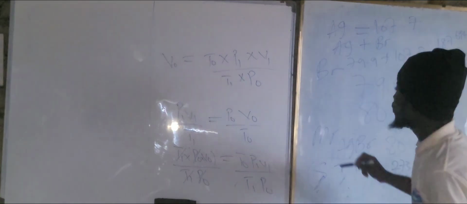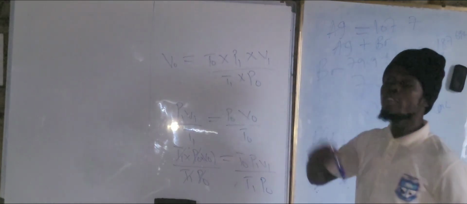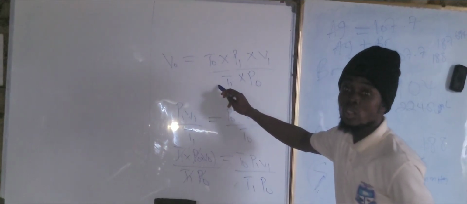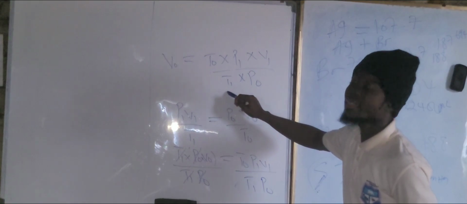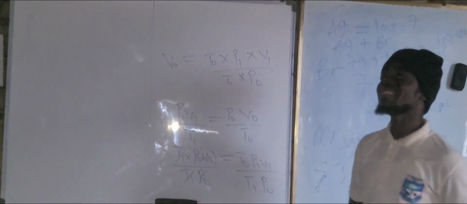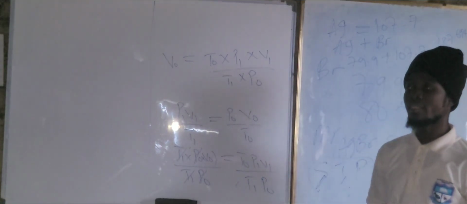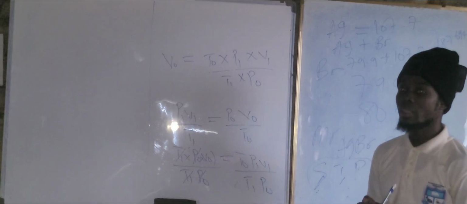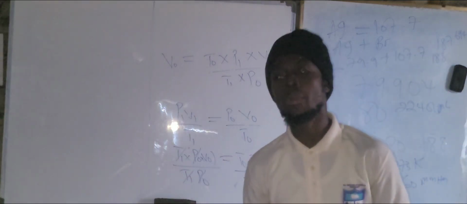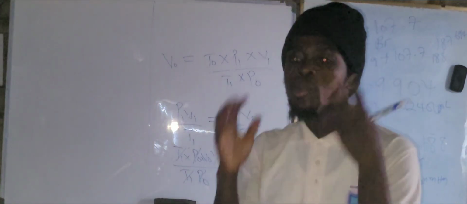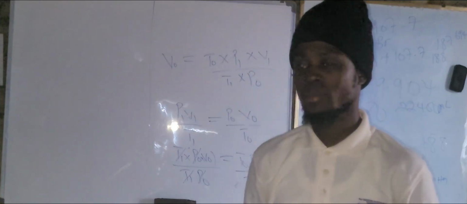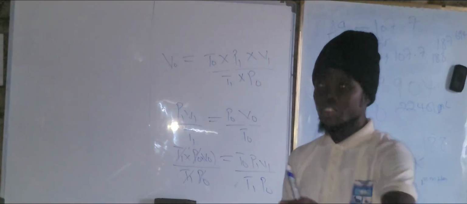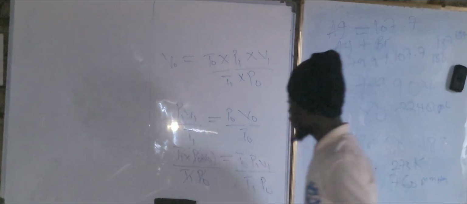Now this is the volume given to you, and this is the temperature given to you. And this P here is the standard pressure, which is 760 millimeters of mercury, or Pascal, whichever the case may be. But you look at the atmospheric pressure. If you have the pressure here, you must consider the atmospheric pressure. When you see the problem, they will give the atmospheric pressure.